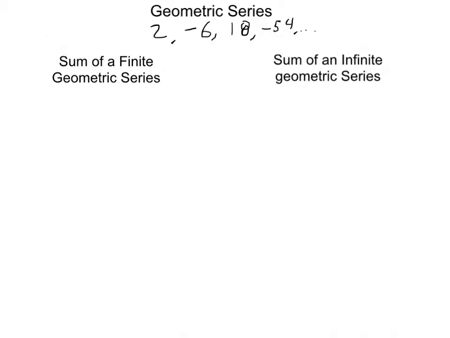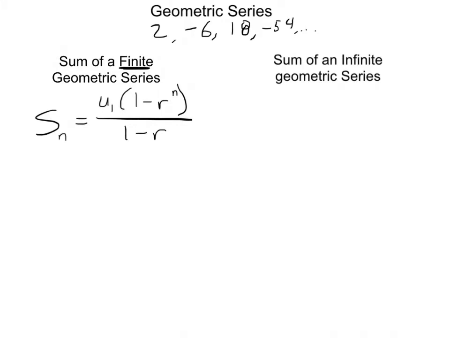There are going to be two different formulas here. One of them is the sum of a finite geometric series. So if you're adding up a finite number of these things, then S sub n, the nth partial sum, we've talked about that before, the sum of the first n terms will be this: U1, that's the first term, times 1 minus the common ratio to the nth power, divided by 1 minus the common ratio. It may not be the nicest formula in the world to memorize, but there it is.